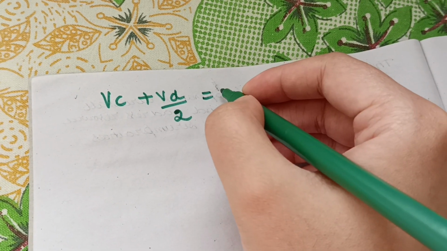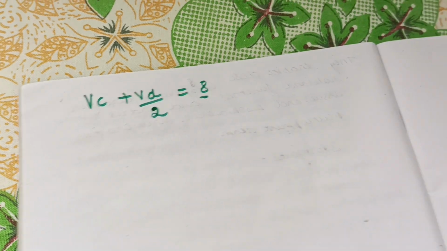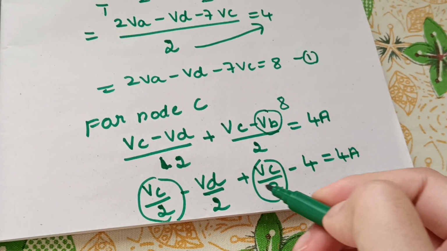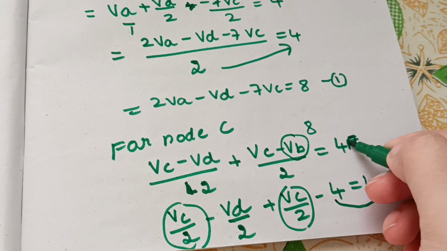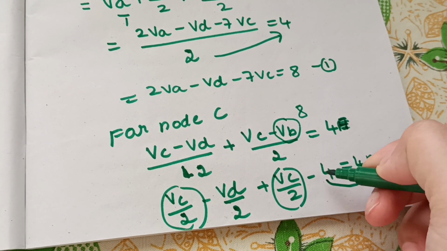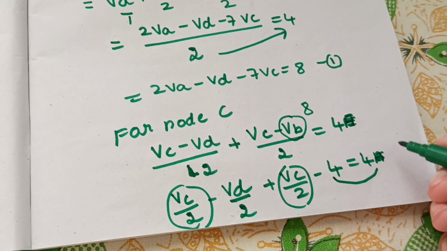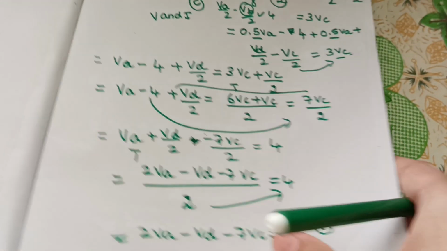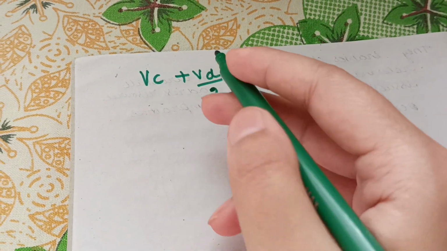So we can write it as VC plus VD by 2, which is equal to 8, right? That is how it is 8. It is because this is minus 4 with 4, so you can neglect the ampere. You need not write ampere here. This minus 4 gets shifted to here, so it is 4 plus 4, which is equal to 8. Fine. Yes. Okay.